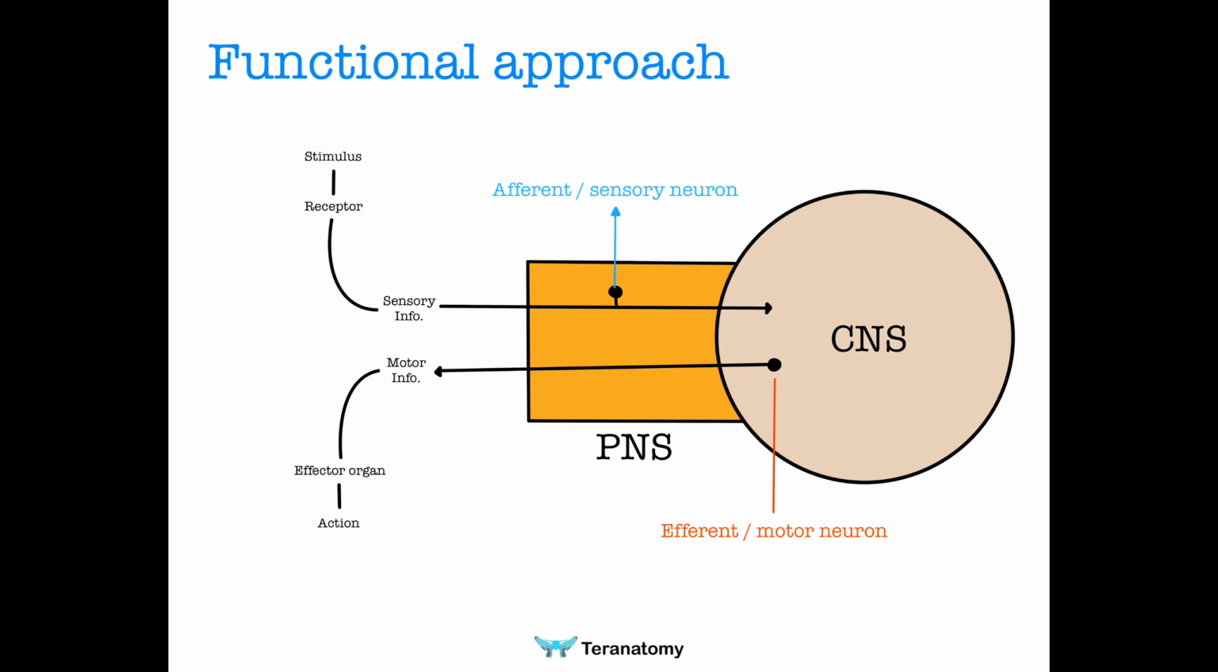Once the signal reaches the CNS, the information is integrated and processed. The CNS then generates an appropriate response, which is transmitted through a motor neuron that originates within the CNS. This motor neuron carries motor information toward an effector organ so that it can perform an action. This is, in its simplest form, the basic functional flow of the nervous system. Of course, we will explore each component in much greater detail as the course progresses.